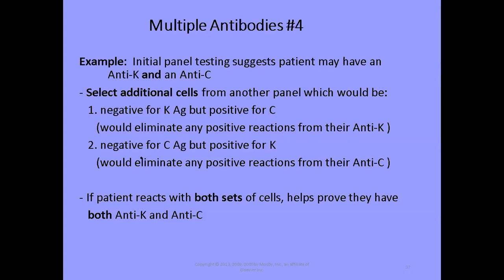Then we would want to look for a few cells that are negative for the C antigen but have big K. And then that's going to eliminate any positive reactions from the patient's anti-big C. And so we could prove each individually that both are there. It's similar to the example we just did. So if the patient reacts with both sets of cells, then it helps to prove that they absolutely do have both an anti-big K and an anti-big C.